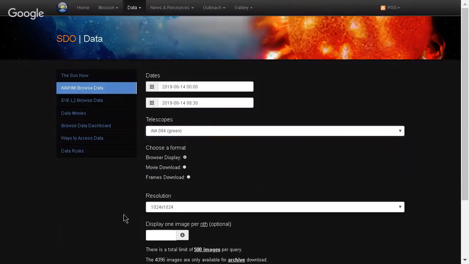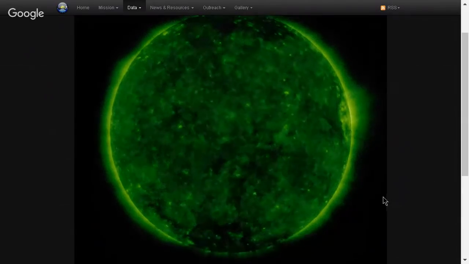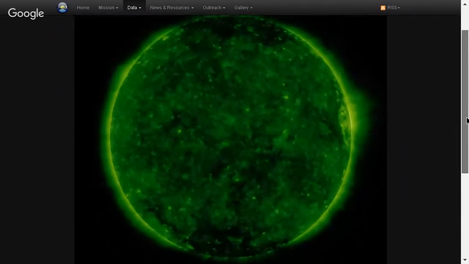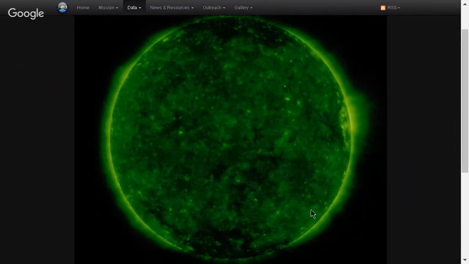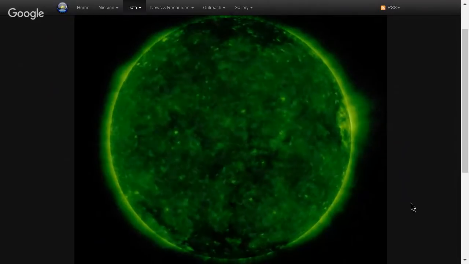Let's go to the 94 angstroms view and then get out of here. Now, the 94 angstroms view, this is 8.5 hours. 94 angstroms view takes 5 times as many photographs as others. And there isn't a lot to take photographs of because the sun is extremely quiet.